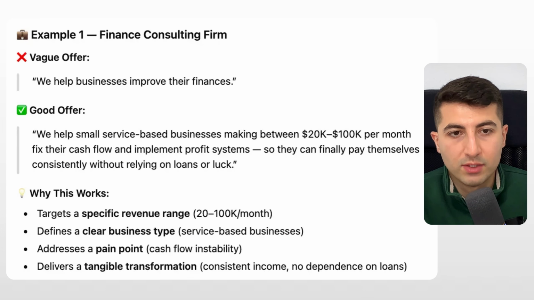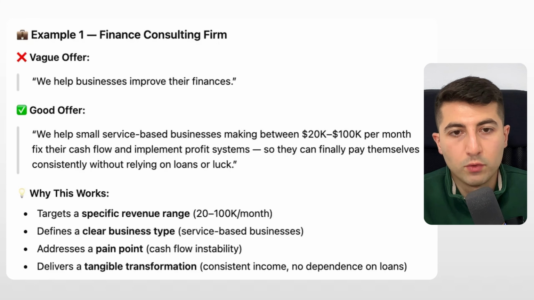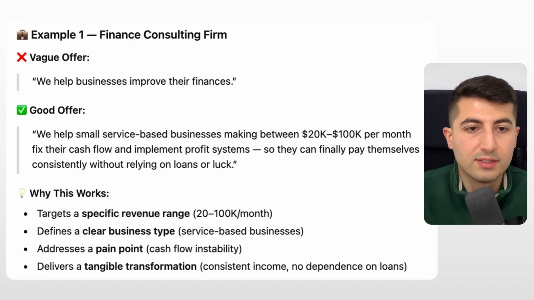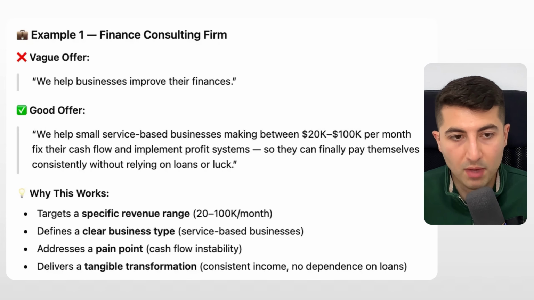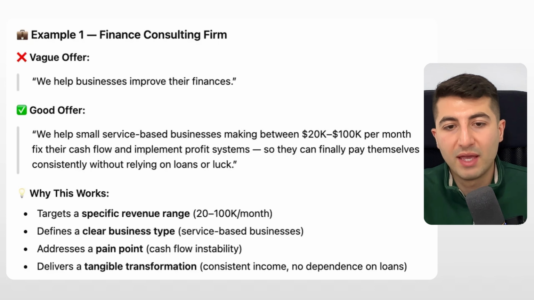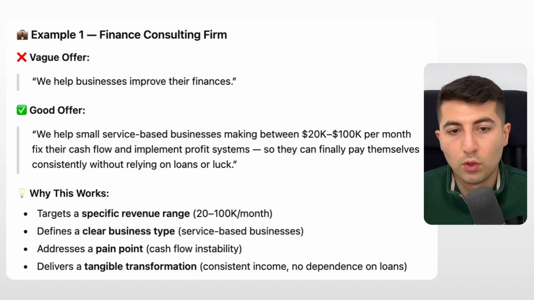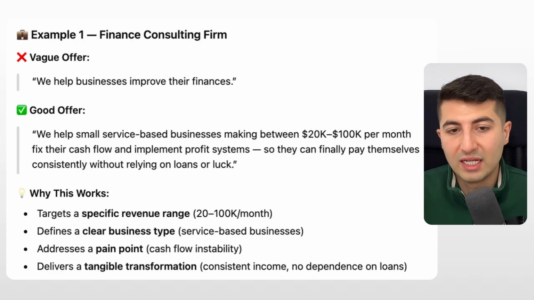So as you can see on the screen right now, we have two examples. The first one is a finance consulting firm again. A vague offer would be we help businesses improve their finances. A good offer would be we help small service-based businesses between 20 to 100K per month fix their cash flow and implement profit systems so they can finally pay themselves consistently without relying on loans or luck. Why this works? It targets a revenue range, a business type, and a clear pain. It's cash flow and instability, turning an abstract promise into a tangible transformation.